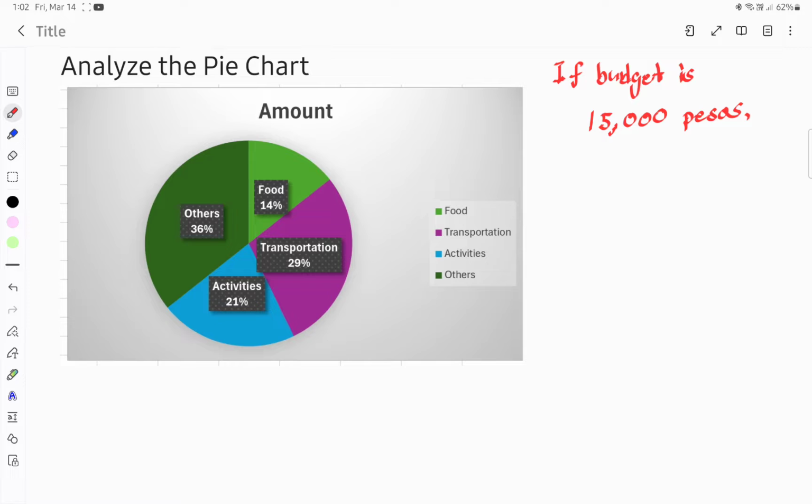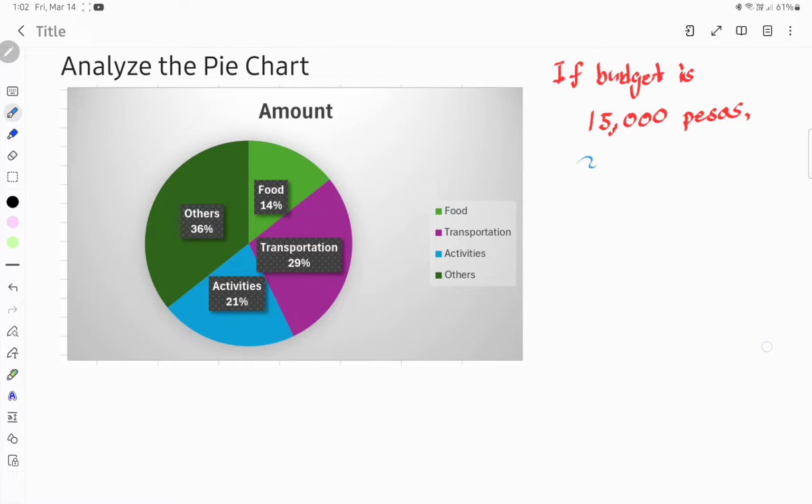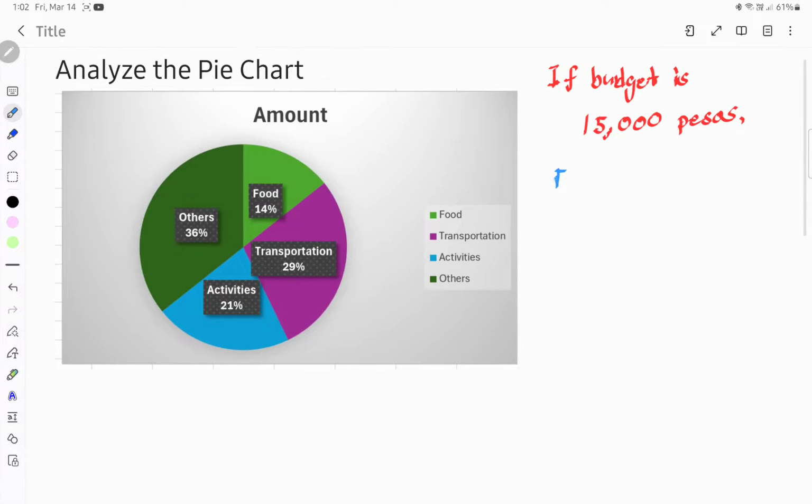At this point, we are working on a vacation, and food, transportation, activities, and other expenses are marked as sectors. Now if your budget is 15,000 pesos, you would ask, how much would be the amount allocated for food? Remember that the food is 14%.